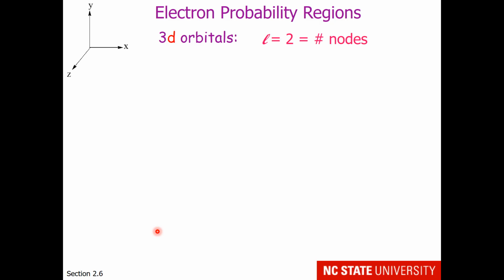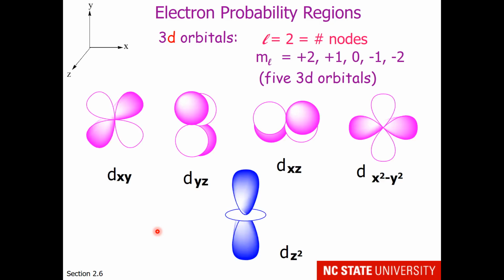Well, remember that L numerically is 2, so there will be 2 nodes. And as far as how many of them there are and how they're oriented in space, remember that M sub L can range from +2 to -2. So there are 5 orbitals in this set, and each of those orbitals has 2 nodes. And here's what they look like.